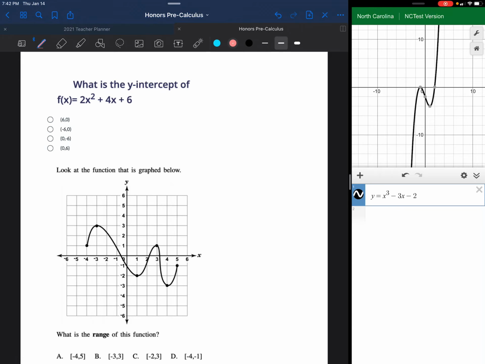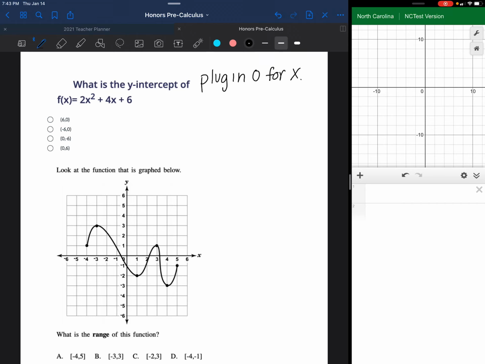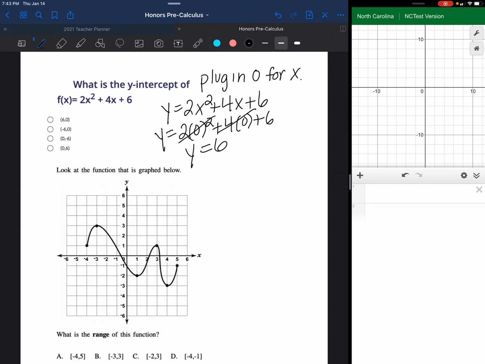Alright, so what is the y-intercept of this problem? A couple of options here. One, we can plug in 0 for x. That's a pretty simple one here. So if I have y equals 2x squared plus 4x plus 6, then I'm going to plug in 0 for my x values. And 0 squared is still 0, so those are going to cancel. So y equals the last number, which is 6. And that is a y value, so it's going to be 0, 6.